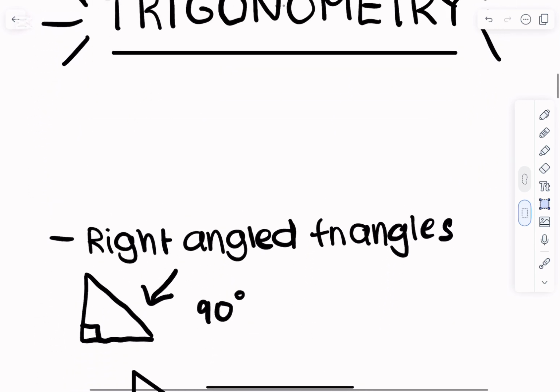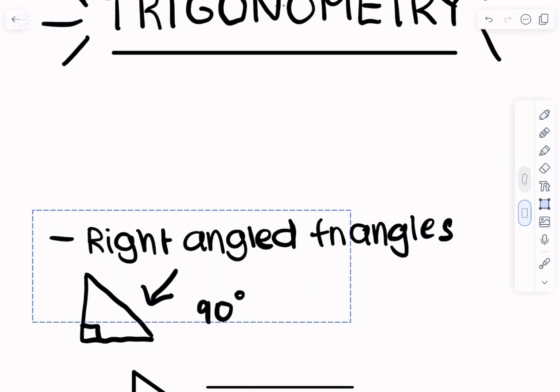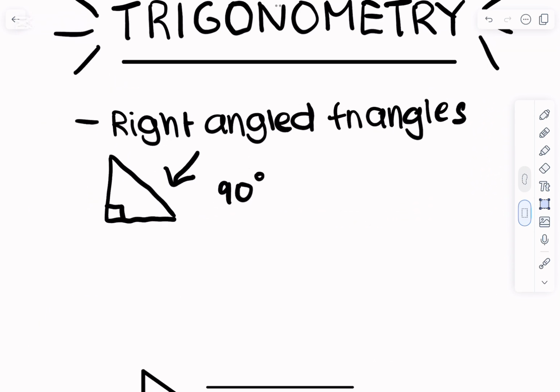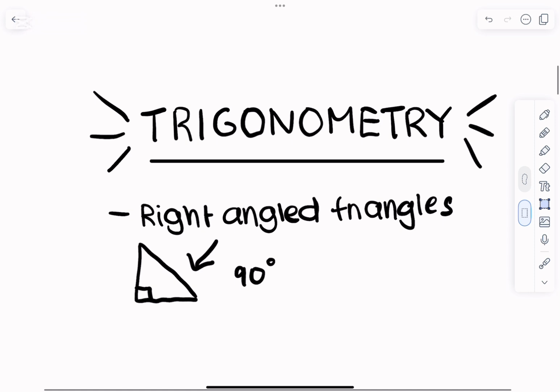Trigonometry is a part of math that deals with the relationship between the angles and sides of triangles, specifically right-angled triangles. A right-angled triangle is a triangle that has one angle that's exactly 90 degrees.